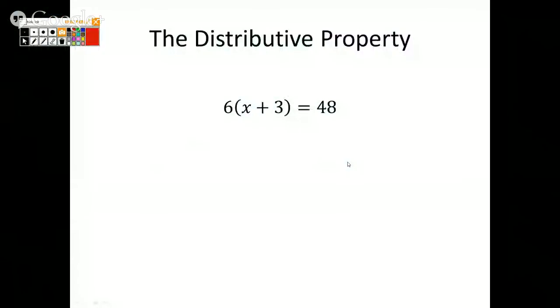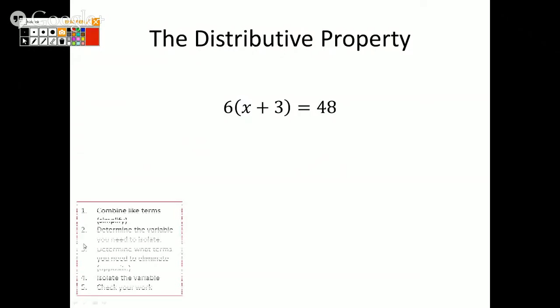Okay, so here we're going to look at problems involving the distributive property. Normally, when I would solve these, I would look for my like terms, determine my variable that I need to get by itself, in this case x again, and determine what terms I have to get rid of. That's where it gets a little tricky because I have 3 on the inside of my parentheses and 6 on the outside. And I don't exactly know what the opposite is I need to do just yet, and I have to figure that out before I can isolate my variable.